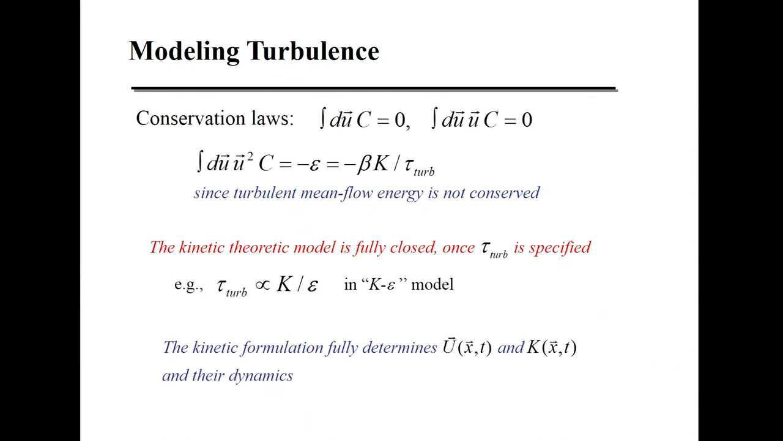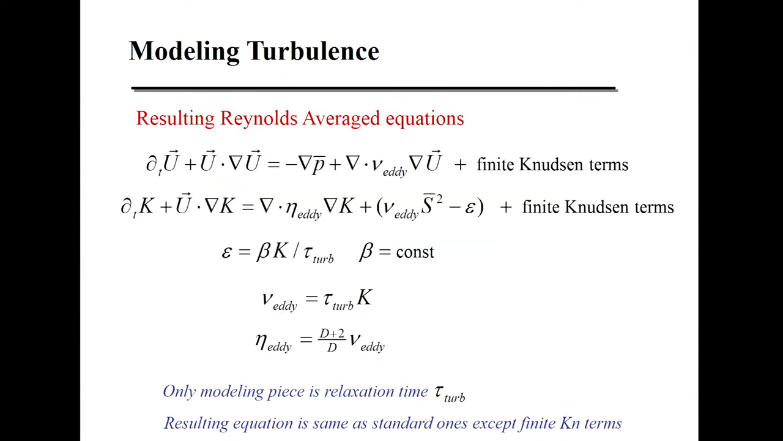Sorry. So we can do some further work on the constraints of the collision operator. But once you have that, the only thing you need to determine is the collision time. When the collision time is determined, everything is solved. As a consequence, even though it does not need to be explicitly solved, you will have a resulting mean flow equation and an equation for turbulent kinetic energy, but they are not the same as our typical known Reynolds closure models, but with many finite Knudsen order terms.